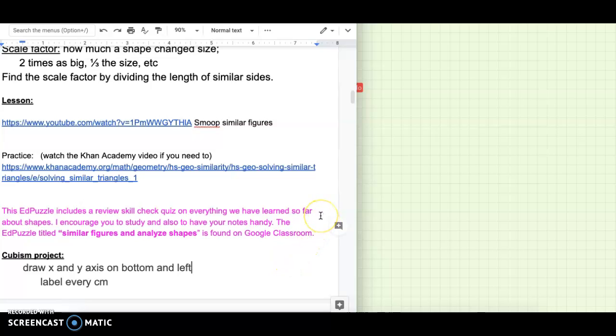And we are going to have a big old review of everything that you need for your project. And so we're doing this big old review skill check quiz in the middle of this. So make sure that you studied everything, that you have all your math notes handy, pencil, paper, and your calculator.